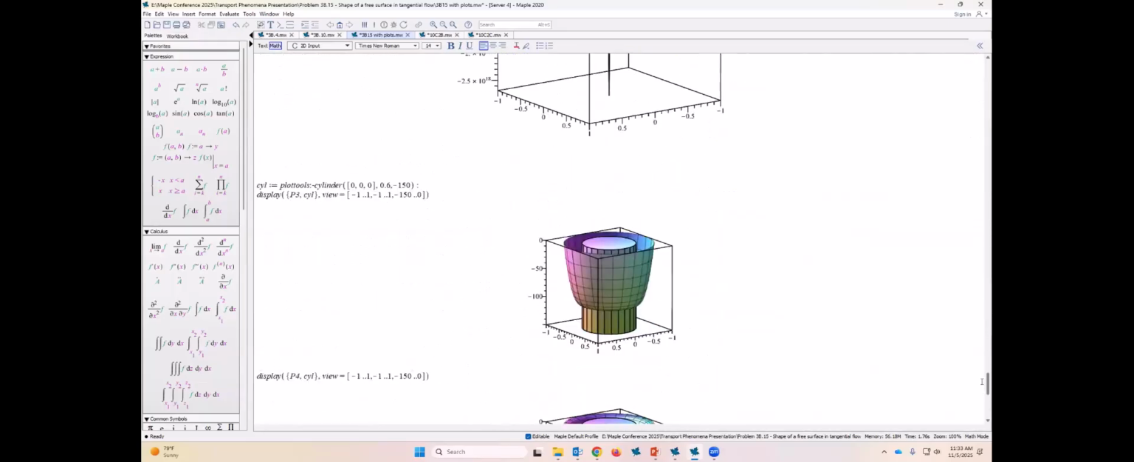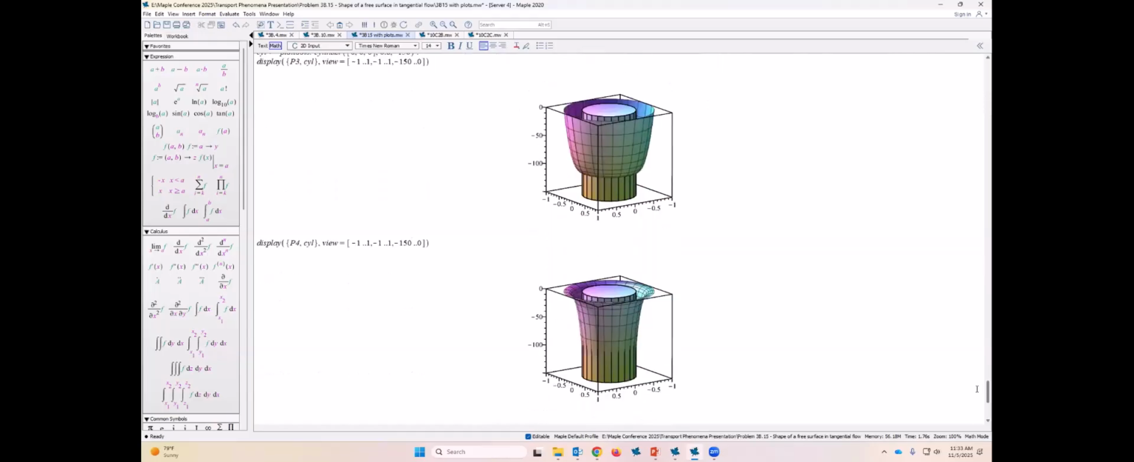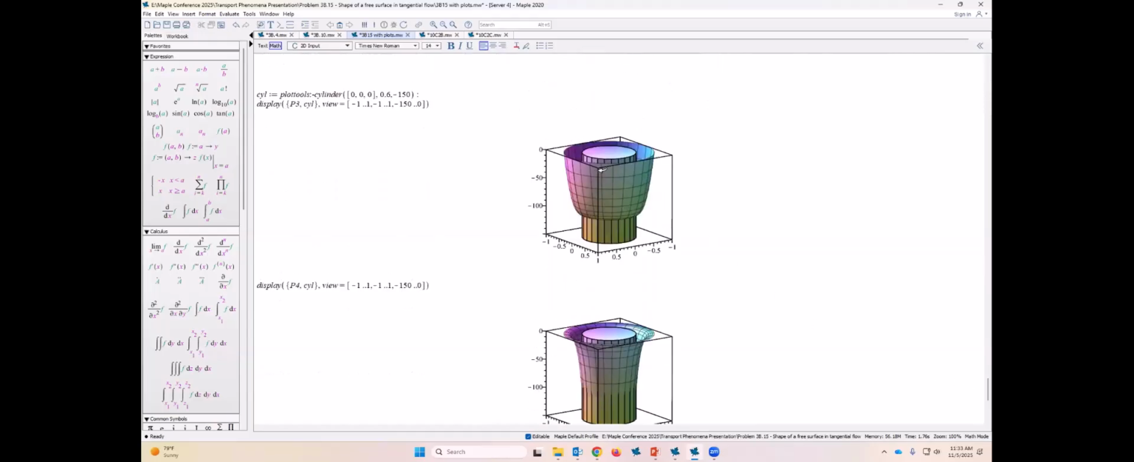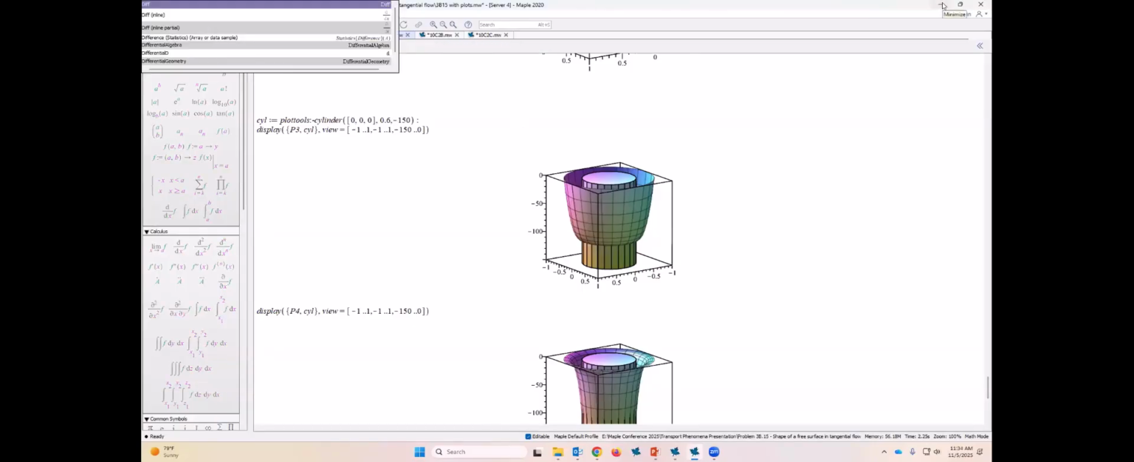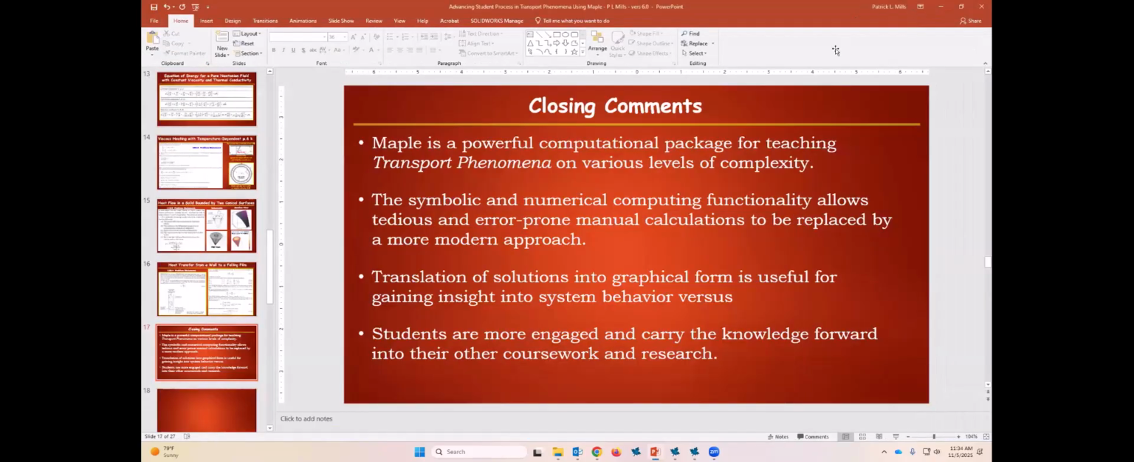And then finally, we can generate the surface plots, which show how the surface of the fluid behaves as a function of the angular velocity. Okay, so with that, in order to keep within my time limits, I went a little over, but thank you, and I'd be glad to entertain any questions.